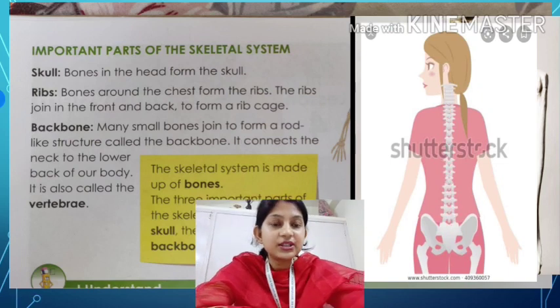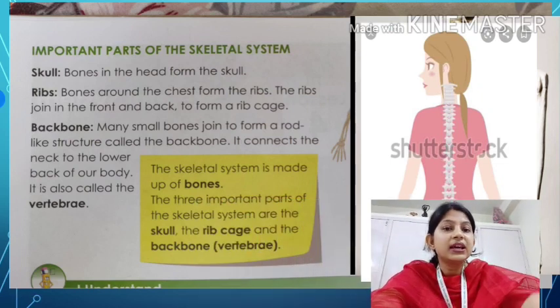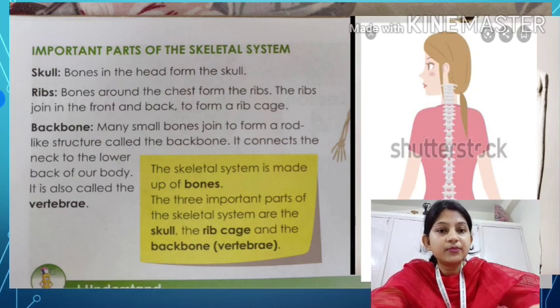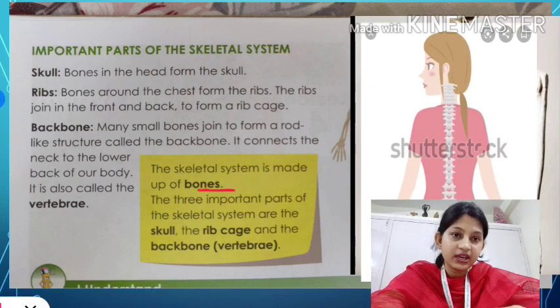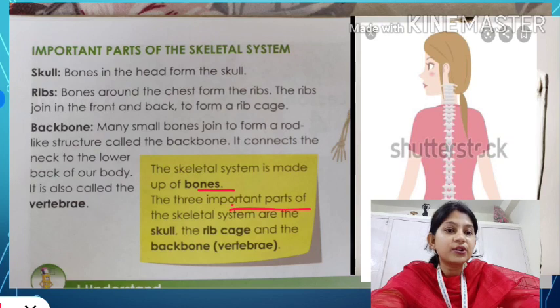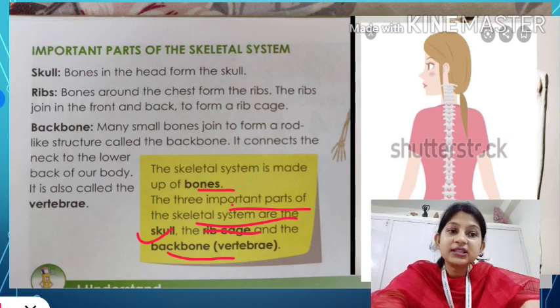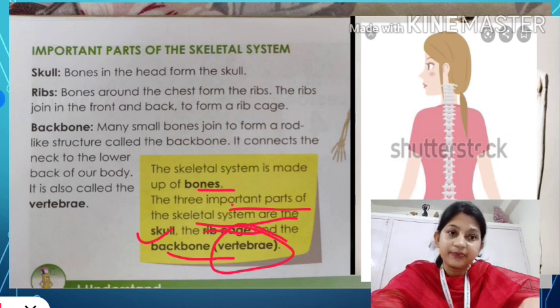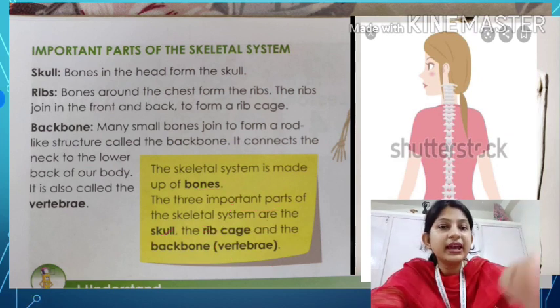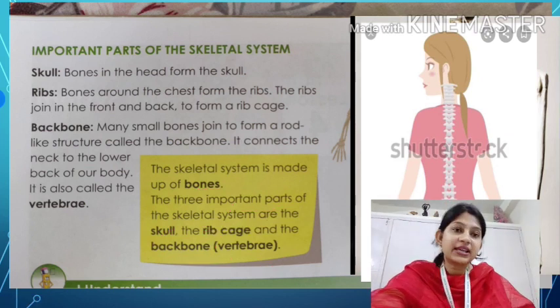So now let us, you all say along with me. The skeletal system is made up of bones. Three important parts of the skeletal system are skull, rib cage and backbone. And what is the another name of backbone, student? It is also called vertebrae. Okay, now let us move ahead and see the functions of the skeletal system.